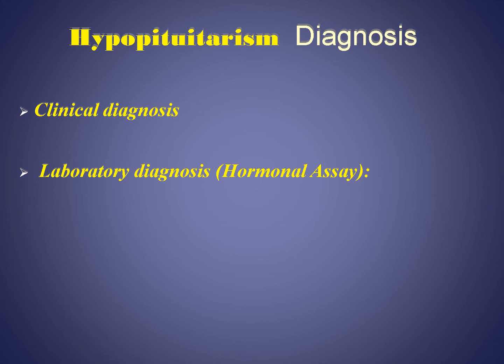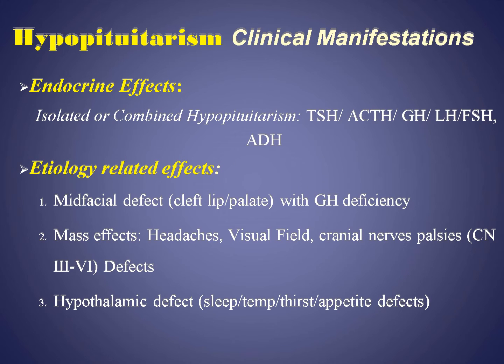How do we diagnose hypopituitarism? We depend on clinical diagnosis, resulting from the clinical picture of hormonal deficiencies according to the hormone deficiency present, and on laboratory diagnosis through hormonal assay. For the clinical picture of hypopituitarism, we have an endocrinal defect through a deficiency of these hormones, resulting in a specific clinical picture related to the hormonal deficiency, either isolated or combined, like deficiency of growth hormone, TSH, ACTH, LH and FSH, or deficiency of antidiuretic hormone.